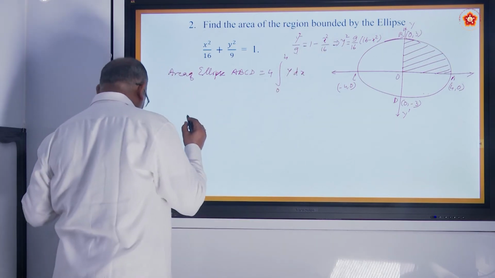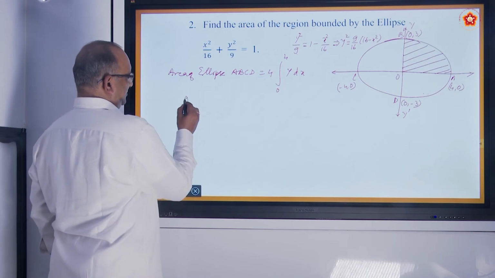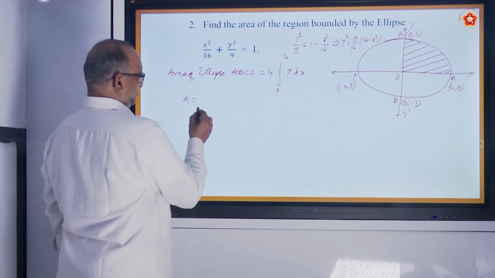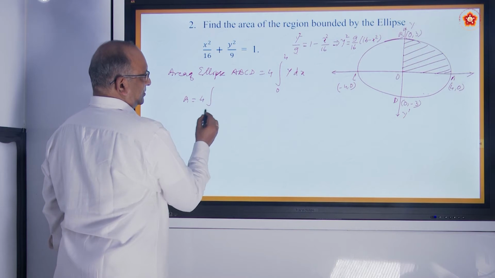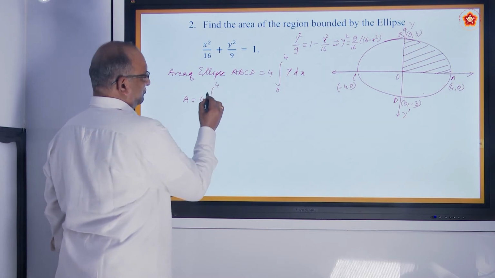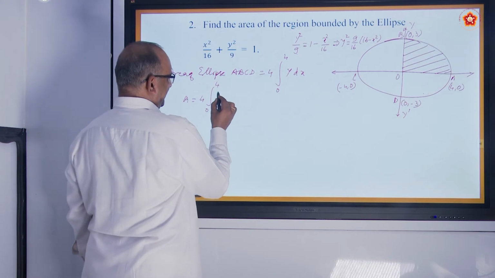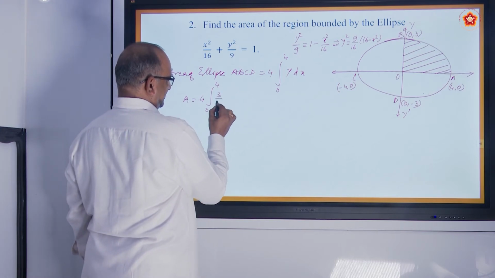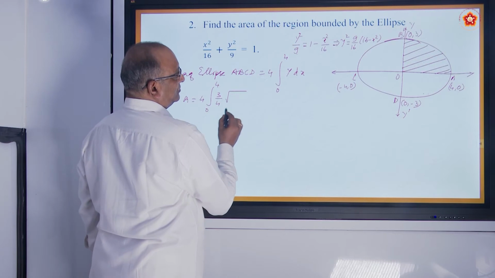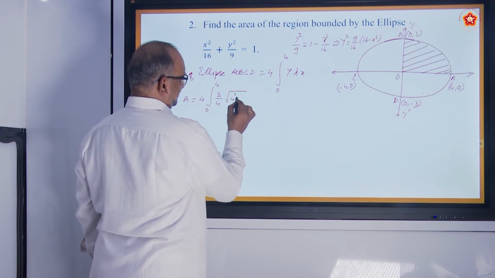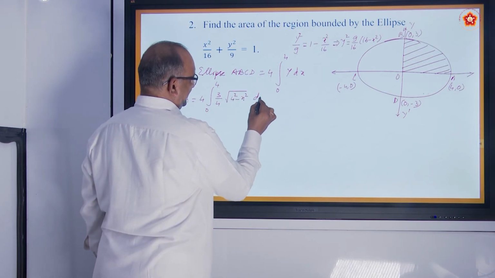So area is going to be, area is equal to 4 times integral 0 to 4 of y. Y square is that much. So what is y? It is going to be 3 by 4 under root of 4 square minus x square dx.